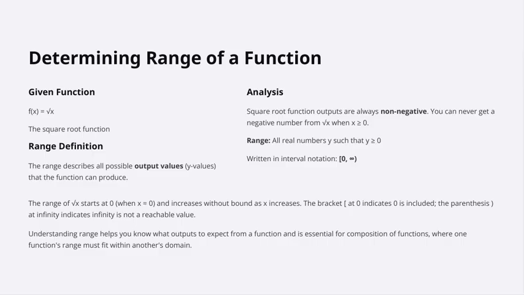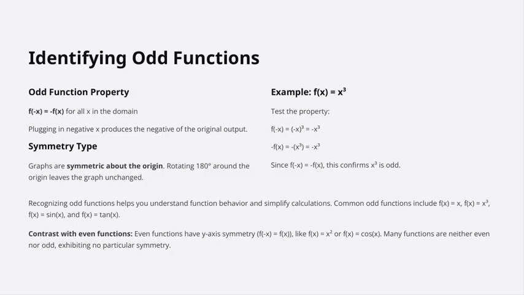In interval notation, we write this as [0, infinity). The range starts at 0, which happens when x equals 0, and then it increases without bound as x increases. The bracket around 0 indicates that 0 is included, while the parenthesis at infinity shows that infinity is not a specific value we can reach. Understanding the range is important because it tells us what outputs to expect from the function. It's especially useful when working with composition of functions, where the output of one function has to fit within the domain of another.